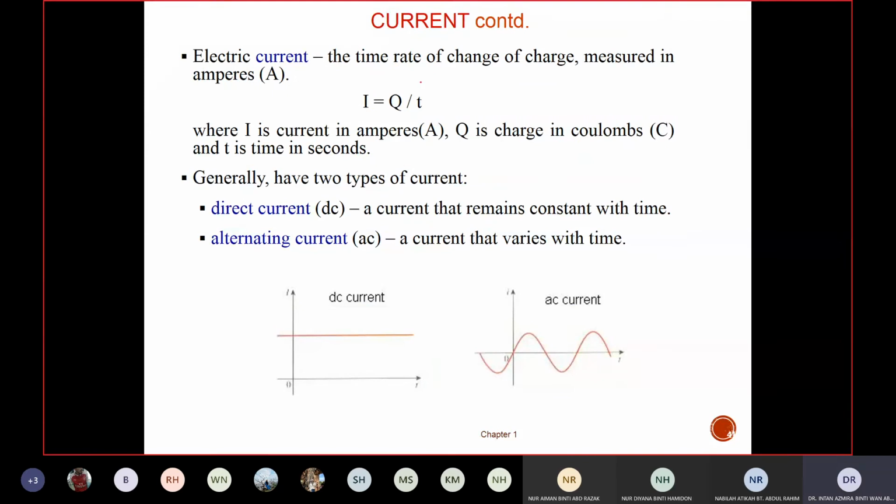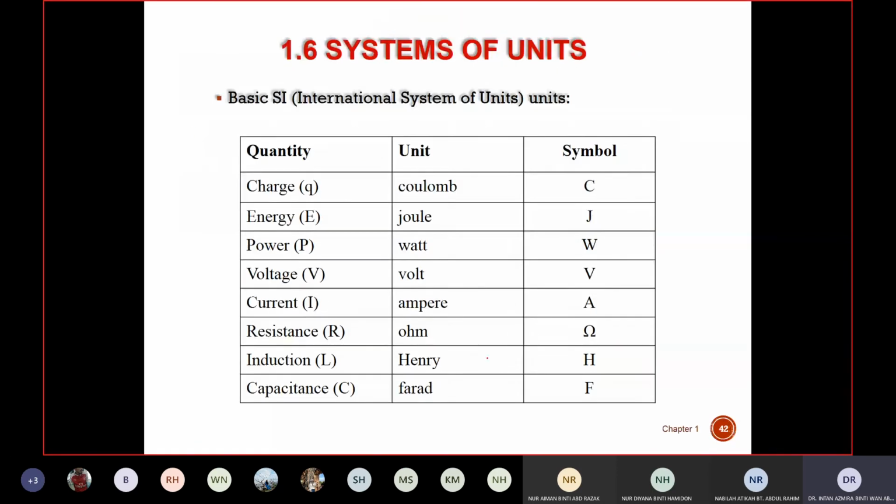Electric current is the time rate of change of charge, measured in amps. So I is equal to Q over T, where Q is charge, measured in coulombs, and T is time in seconds. This is the unit and symbol.